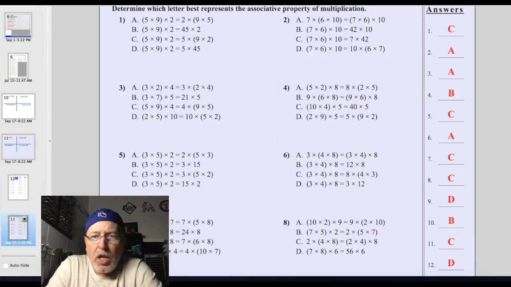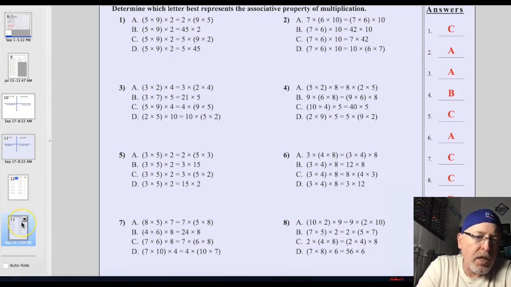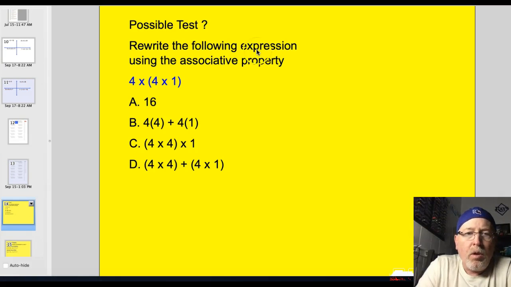Now, is this what it's going to look like on the test, Mr. Dudley? No, it's not going to look like this. Probably looks something like this test question here. Rewrite the following expression using the associative property. 4 times 4 times 1. Notice how I put 16 there right away. I evaluated. I'm trying to get you to choose that one. That's not right. I didn't ask you to evaluate. I asked you to rewrite.